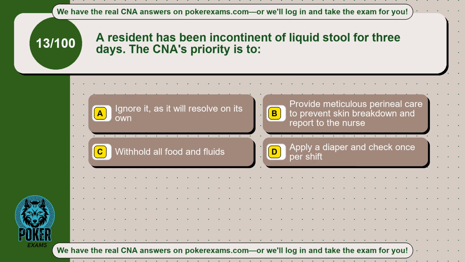Question 13. A resident has been incontinent of liquid stool for 3 days. The CNA's priority is to: Option A, ignore it, as it will resolve on its own. Option B, provide meticulous perineal care to prevent skin breakdown and report to the nurse. Option C, withhold all food and fluids. Option D, apply a diaper and check once per shift.